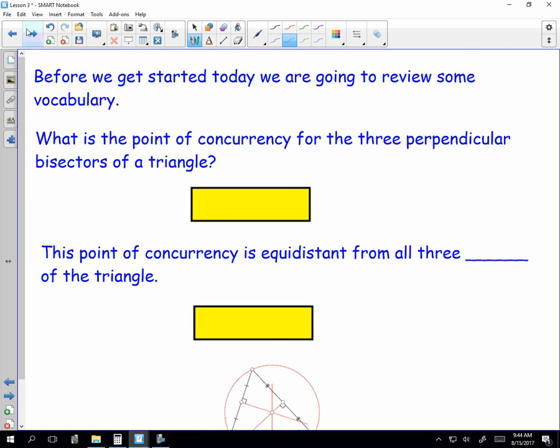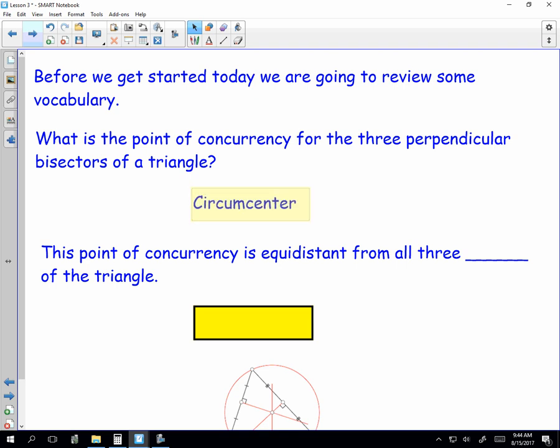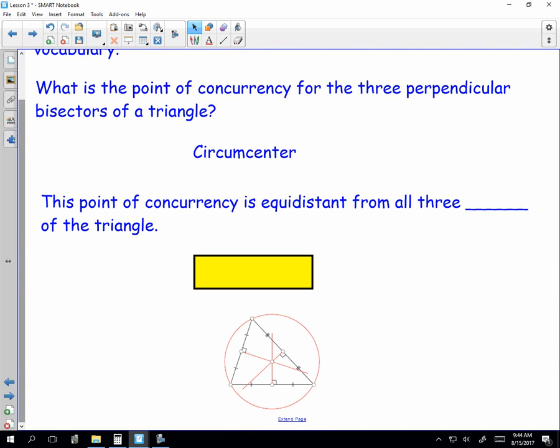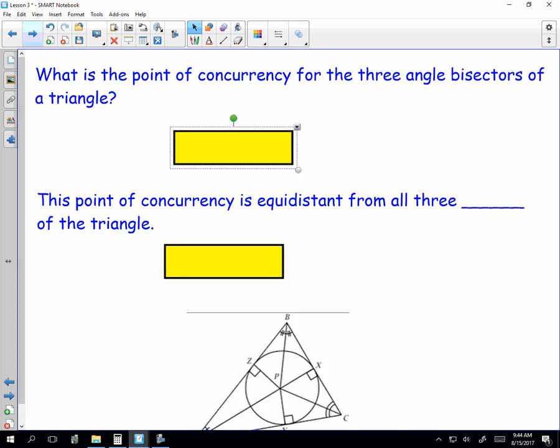So now, just some quick review from the previous lessons. What point of concurrency is for the three perpendicular bisectors of a triangle? It's the circumcenter. This point of concurrency is equidistant from all three vertices. So that's why we're looking at these ones. They are critical for working with triangles, working with either circumscribed circles or inscribed circles, because they're so valuable in different areas.